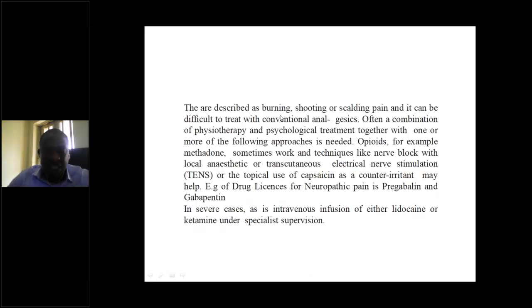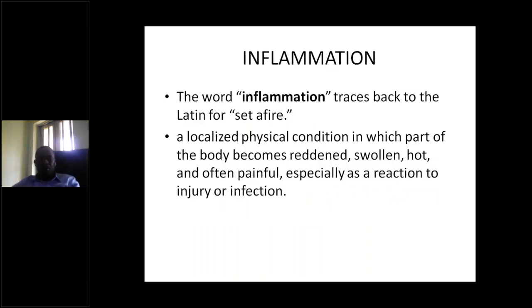As I mentioned earlier on, they can be described as burning, shooting, or stabbing pain, and the licensed drug for it is pregabalin or gabapentin. But again, people keep using different things, like transcutaneous electric nerve stimulation. People can also use intravenous infusion of lidocaine or ketamine under specialized supervision. But generally, the licensed drug for neuropathic pain is pregabalin or gabapentin. Opioids can also be used for neuropathic pain.